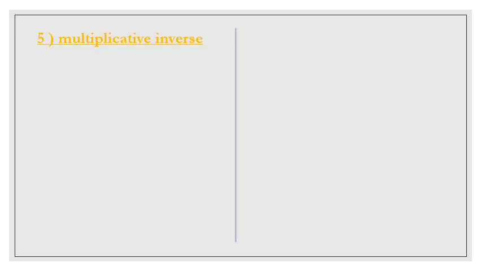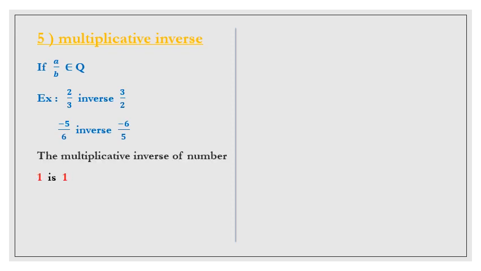Number 5, multiplicative inverse. If A over B belongs to Q, then B over A is the inverse of the rational number. For example, the inverse of 2 over 3 equals 3 over 2. The inverse of negative 5 over 6 is negative 6 over 5. Then the multiplicative inverse of the number 1 is 1, and the multiplicative inverse of the number negative 1 is negative 1.